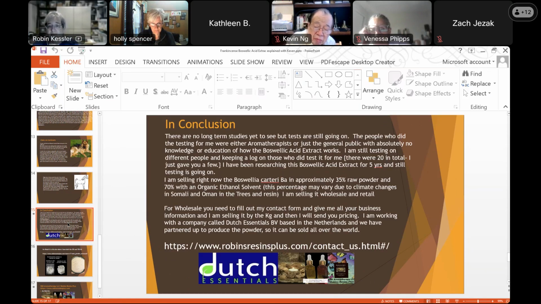The percentage of BA can change on and off depending on what the climate is. And I'm working with a company, as I said, called Dutch Essentials BV. They're based in the Netherlands. You can look them up. And we're partnered up to produce the powder so that it can be sold all over the world.